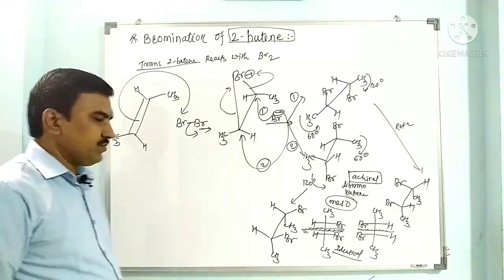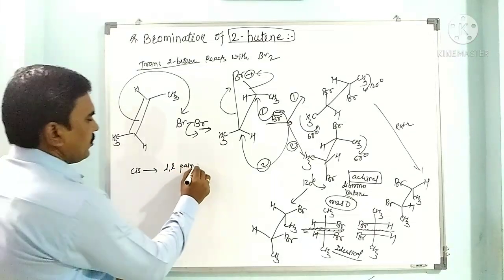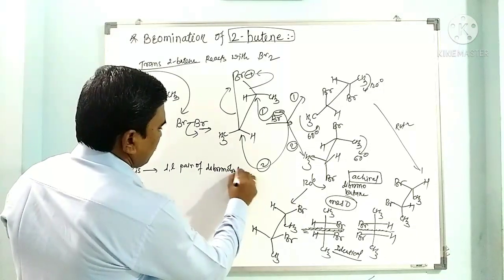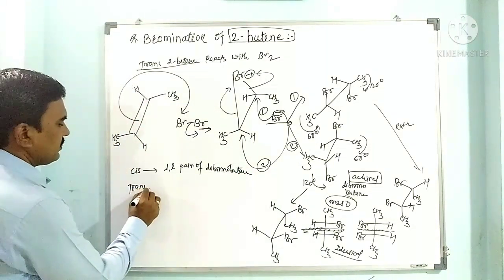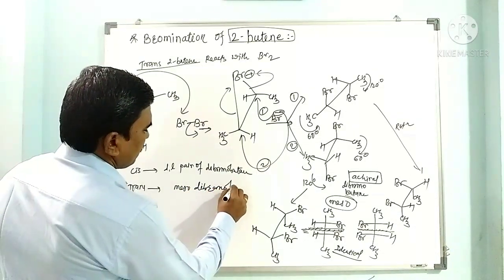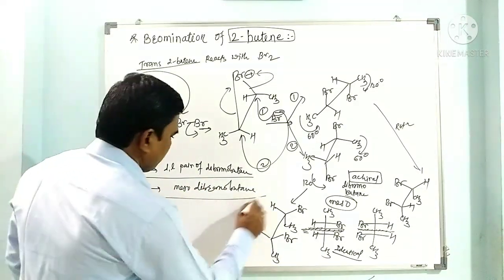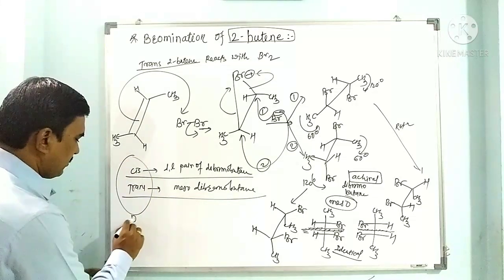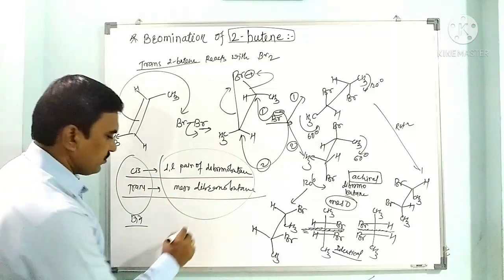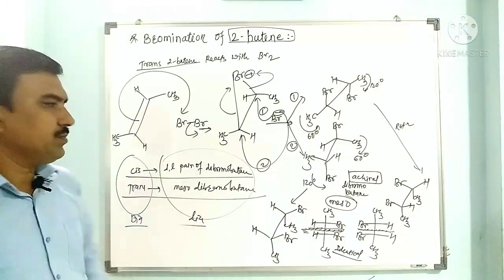So what we have seen here, the cis compound gives the DL pair of dibromobutane, and the trans compound gives meso dibromobutane. So here the cis gives one and the trans gives the other. So these are diastereomers and these are also diastereomers. The DL pair is a diastereomer of meso. So this reaction is stereospecific and it is a diastereospecific reaction.